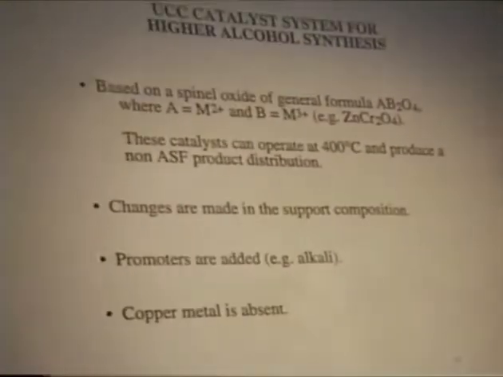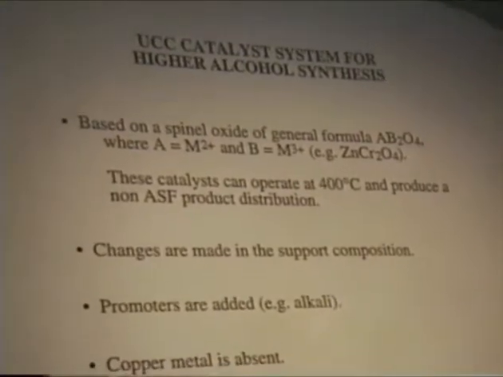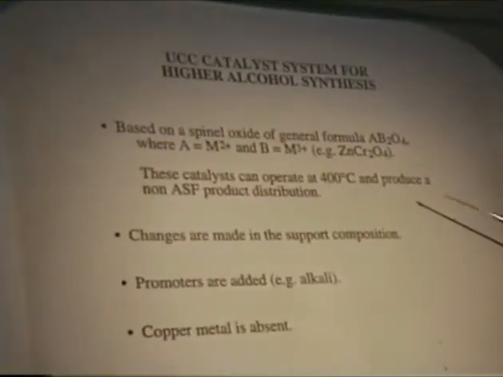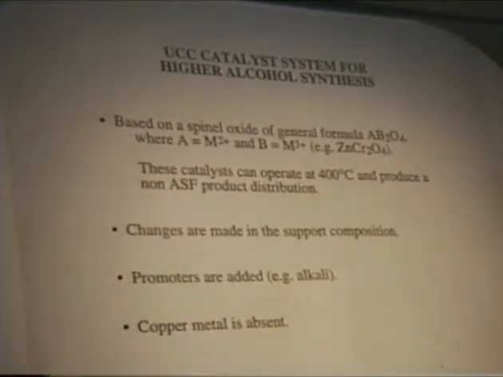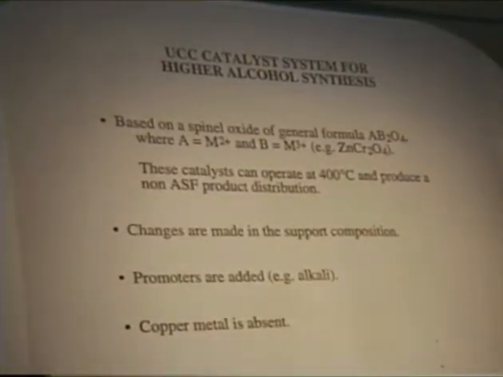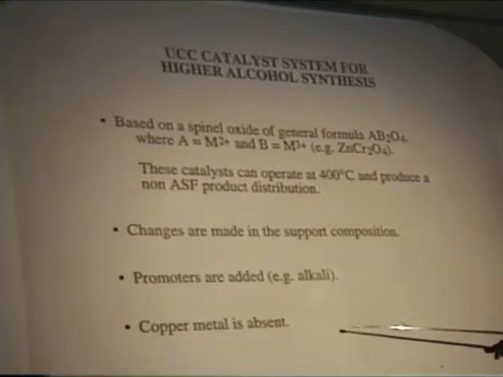So what sorts of materials have we been using? Obviously I can't go into the exact compositional details, but I can give you a rough feel for what we're looking at here. They are based on the spinel oxide formulation. It's the 2,3 spinel, where we have both 2+ and 3+ metal cations in there. Again, I put the structure of zinc chromite up there to give you a reminder of the sorts of things you can have. Again, this is the high temperature 400-degree operation and the non-Schulz-Flory distribution. We do change the composition of the spinel. We do add alkali and other metals. And one of the metals that we don't add, obviously, here is copper.